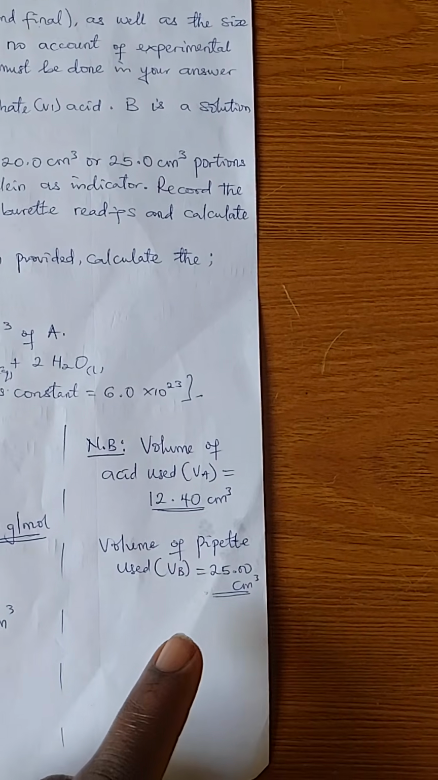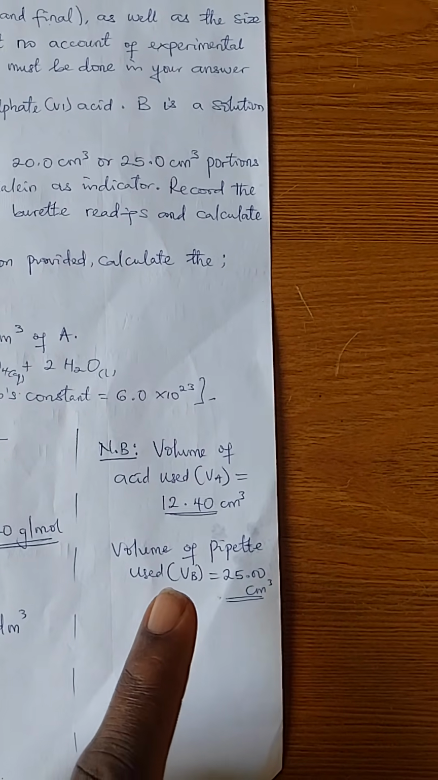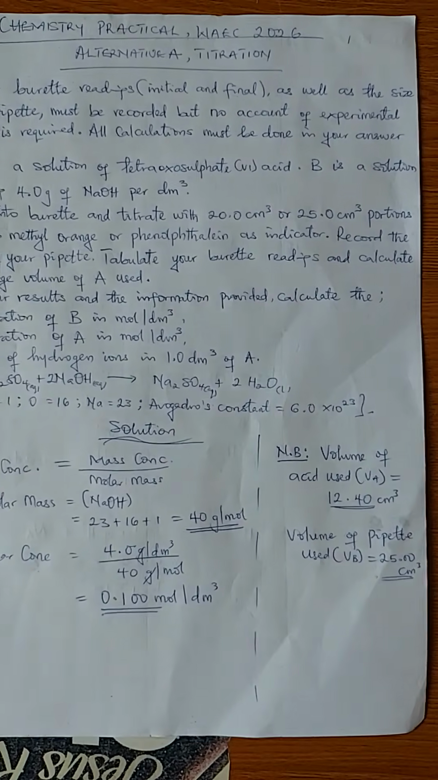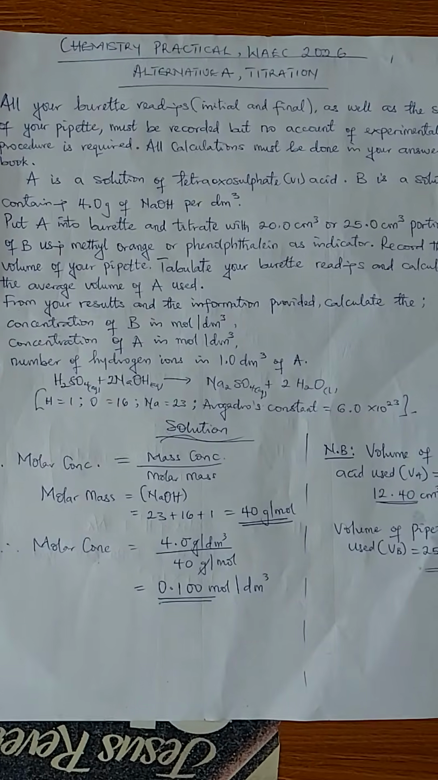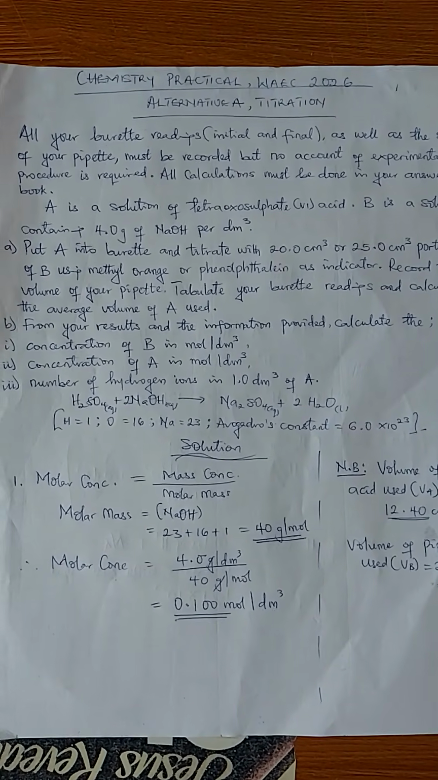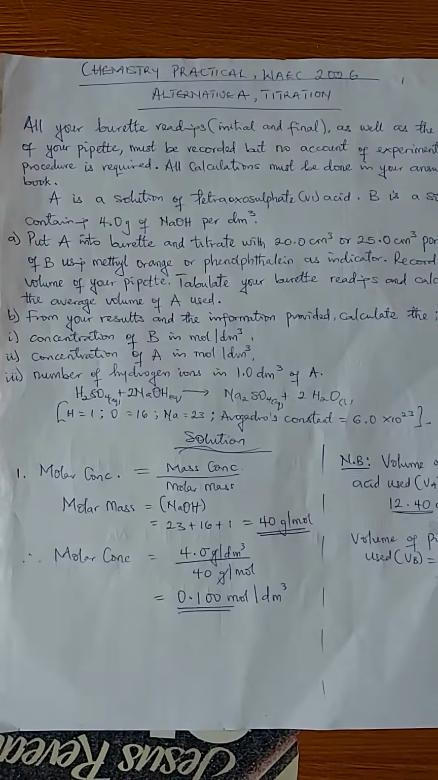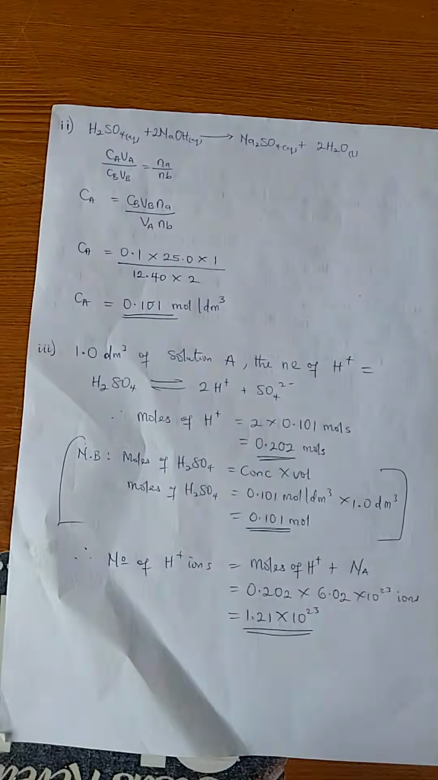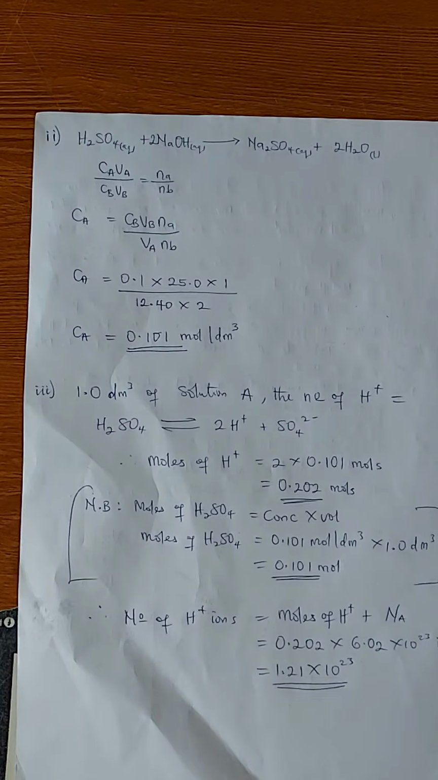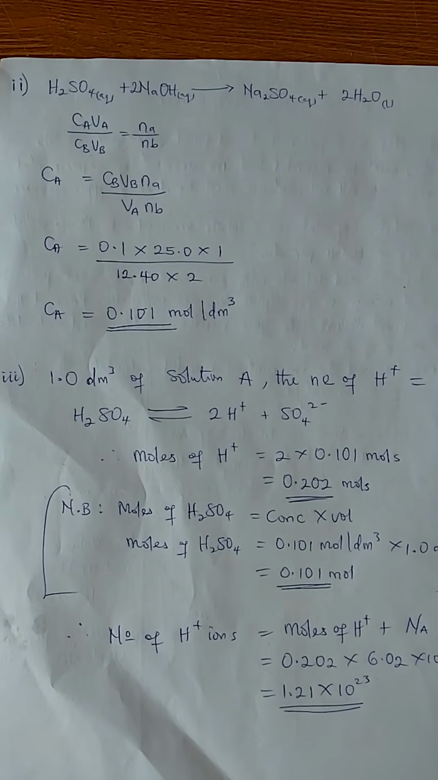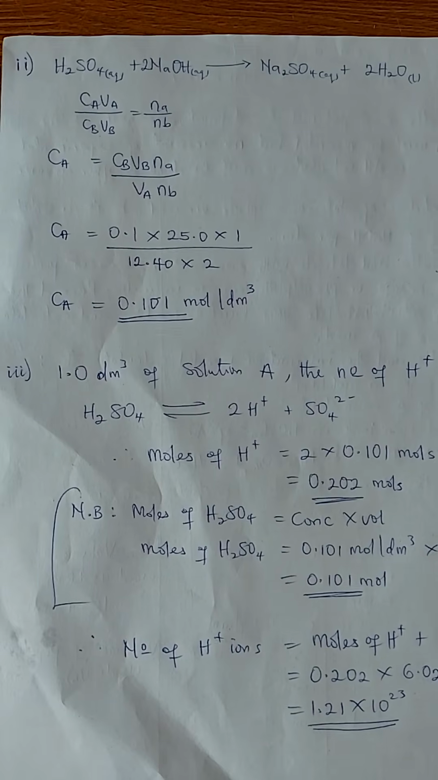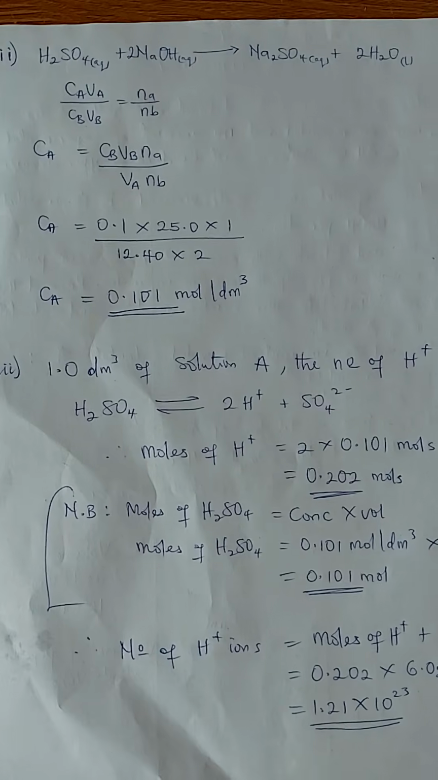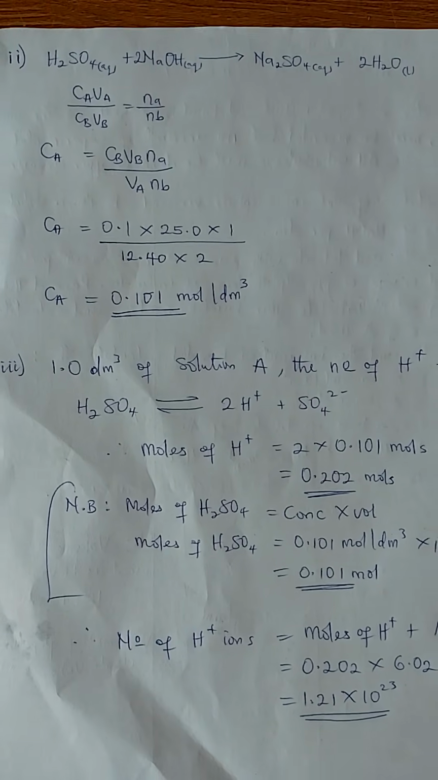And of course, you were asked to write down the volume of your pipette used, so you must endeavor to put that. That will suffice for the first question, which is the concentration of B in moles per dm cube. So we flip to the other page where we have this. Using the normal formula that we often use, CAVA over CBVB, where C represents the concentration of the acid, and so on and so forth. And you obtain this.